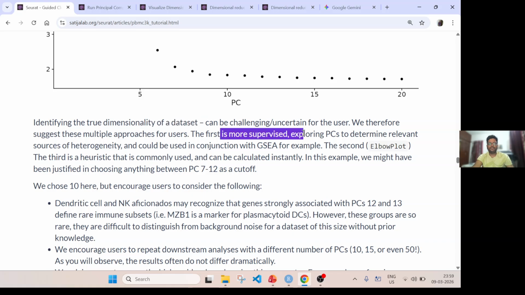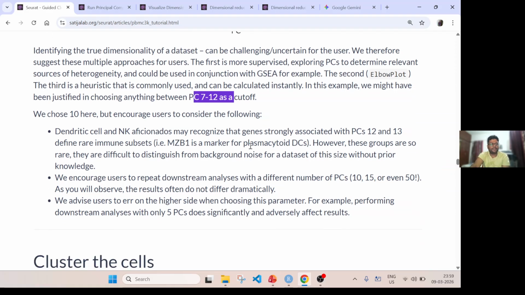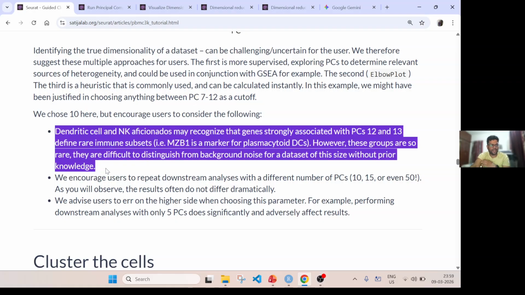Okay, the first method is more supervised, that's what you see in the heatmap plot. The second is the elbow plot, and the third is whatever the community accepts. The community usually takes 7 to 12 as the cutoff for any good data set, so you can also blindly take that. But another very important piece of information that they are saying.